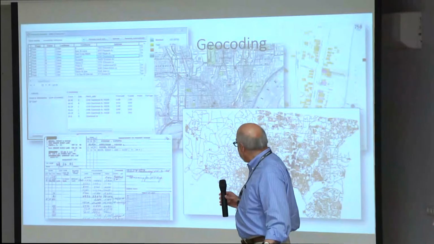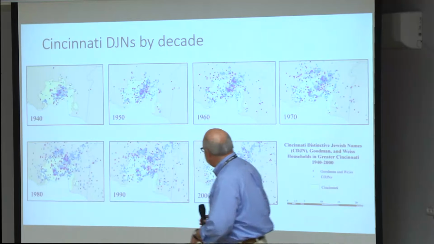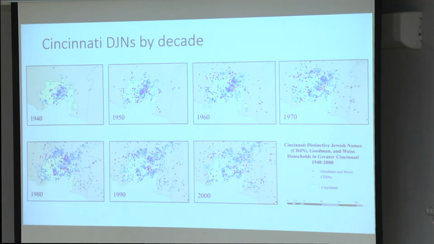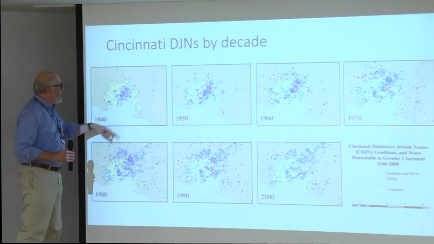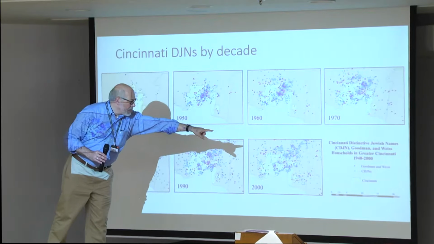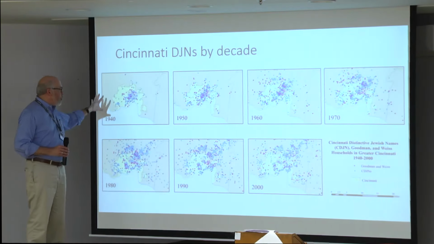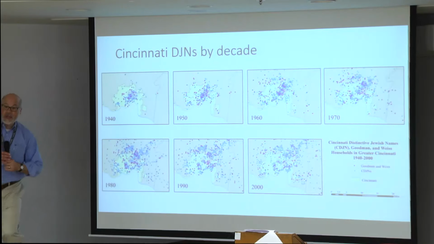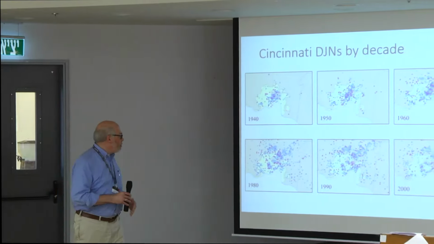Okay, I won't bore you with all of that. So, what do I get? If you look at this, this is Cincinnati. Yellow is the city of Cincinnati, this is Hamilton County. We have the Cincinnati distinctive Jewish names, and we have Goodmans and Weisses, which actually spread out differently. I'm not sharing with you the really good statistical data on the difference, but I'll be happy to send it to you if you want.